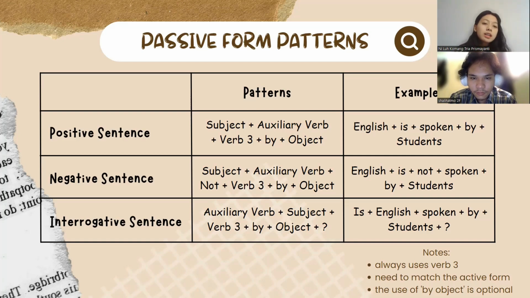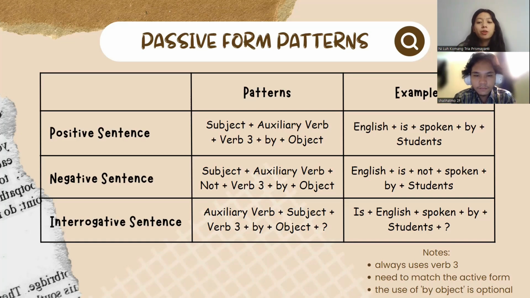So the third pattern is the interrogative sentence, that is auxiliary verb, subject, plus verb 3 plus by plus object plus question mark. So from the sentence, we can conclude that the form of the sentence will be, is English spoken by students?